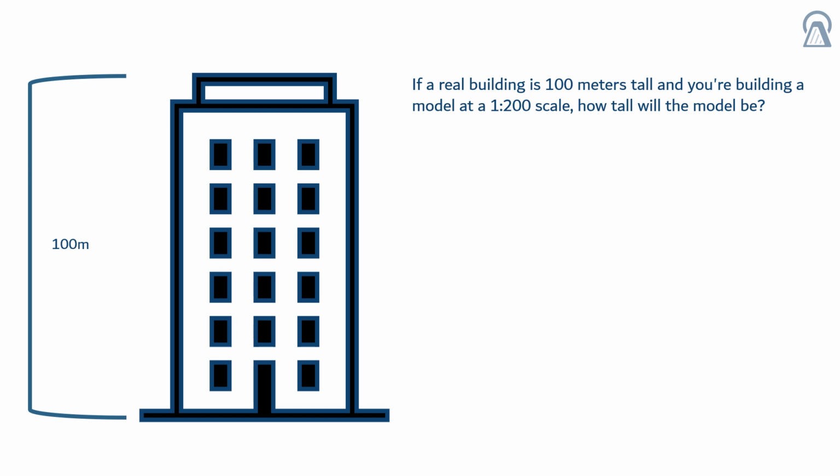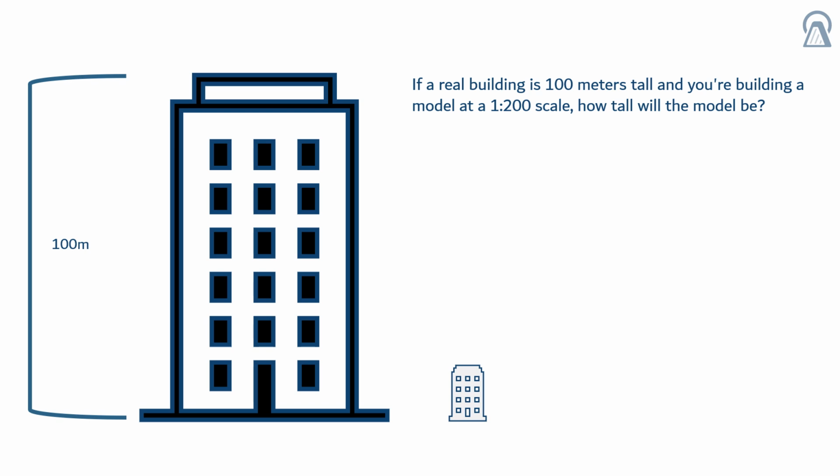Another common conversion is between models. So it might be model buildings and real buildings, or model cars and real cars. But if we were looking at a building that's, say, 100 metres tall, really, and you were building a model at the scale of 1 to 200, and we want to know how tall that model should be.